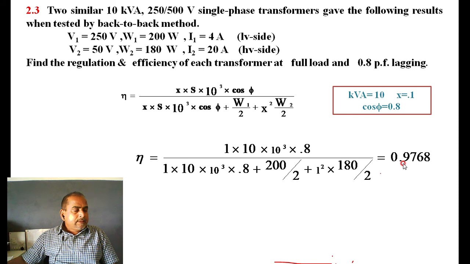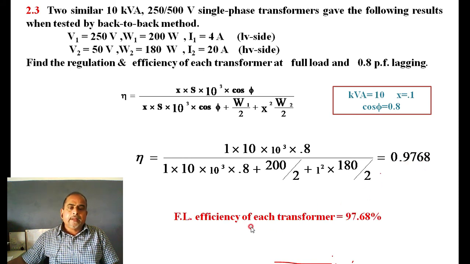What we are getting here is 0.9768 as the efficiency. Then if we express it in terms of percentage, it is 97.68%. This is how we have to calculate the efficiency. It is straightforward from the given data.